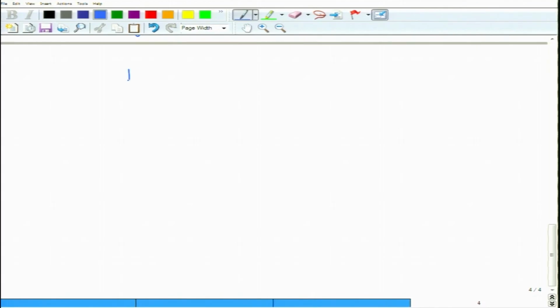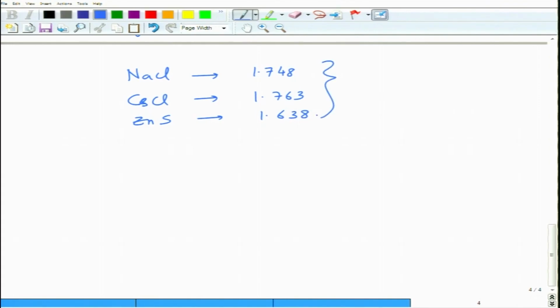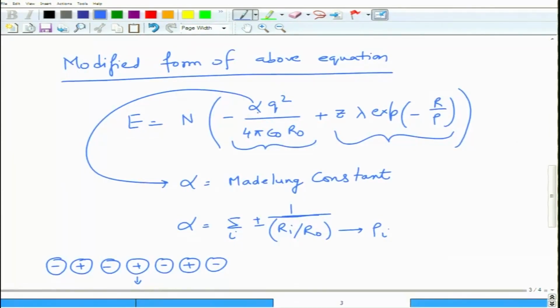For example, the values of alpha for NaCl, cesium chloride and zinc sulphide: for NaCl, the value is nearly 1.748, for cesium chloride 1.763, and for zinc sulphide 1.638. These are typical values of alpha that you get by summing over all the neighbors. Essentially you can see that if your alpha value is large, the attraction term is large, and if your alpha value is low, then the attraction term is lower.